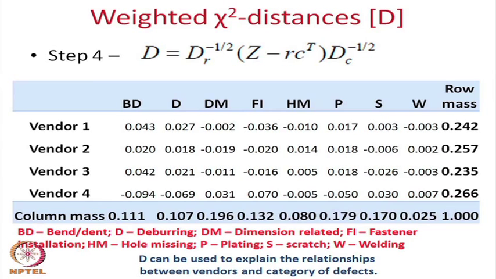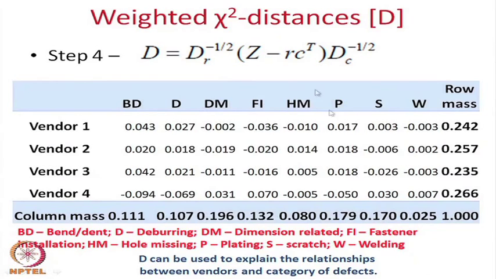Okay. Any problem? I don't think that there will be any problem, but it is a very straightforward thing. So, what is written here, you see D can be used to explain the relationship between vendors and categories of defects, this distance. But it is really a difficult proposition, it is very easy to say, but when you talk about a vendor, it has distance with respect to all these categories of defects. Similarly, when you talk about the defects, it has also with respect to the vendors.